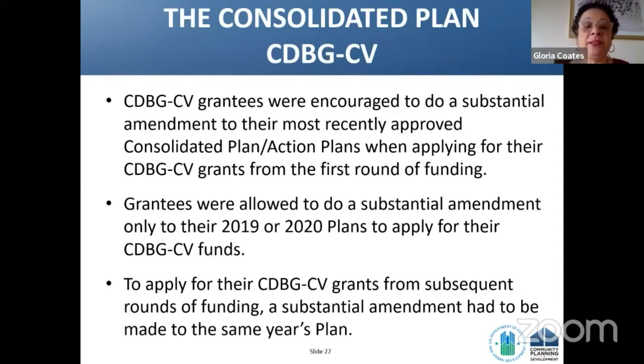Now we're going to get into the CV part of it. Grantees were encouraged, but not required. I thought it was required, but I had to go back and look at the notice to make sure that I wasn't making an error here. They were encouraged to do a substantial amendment to their most recently approved consolidated plan action plans when they apply for their first round of funding for CDBG-CV, also known as CDBG-CV1.